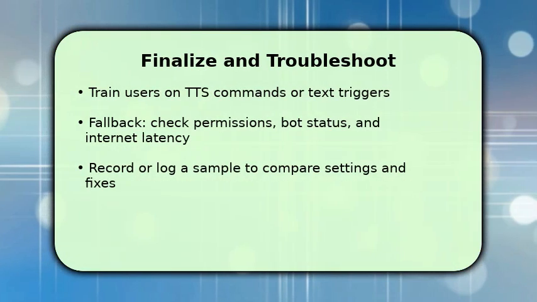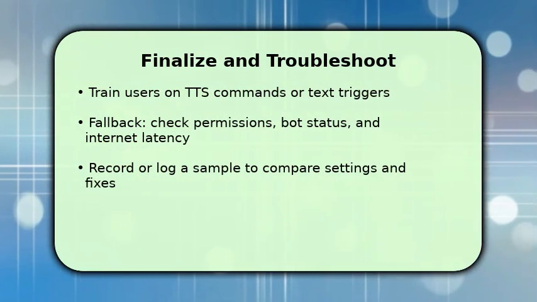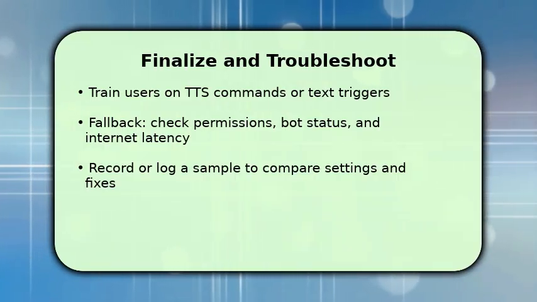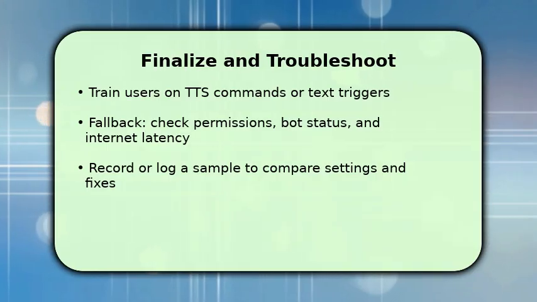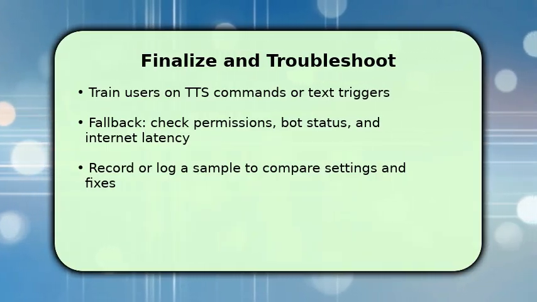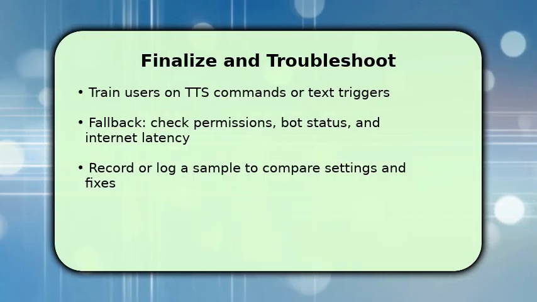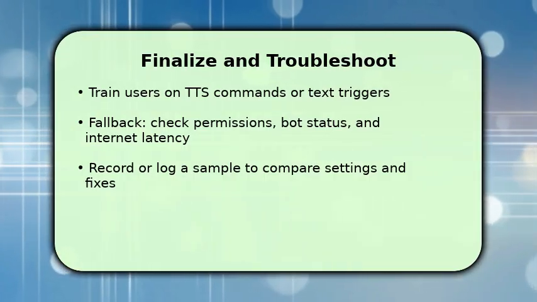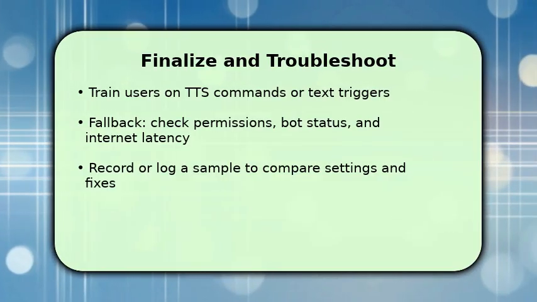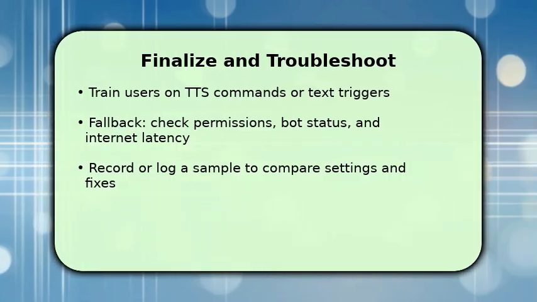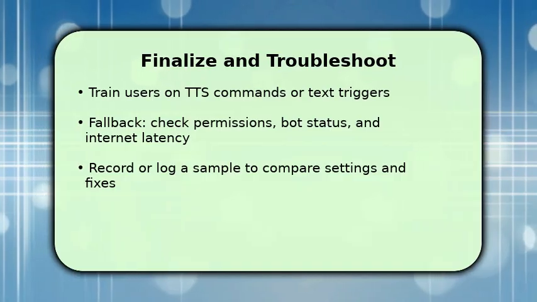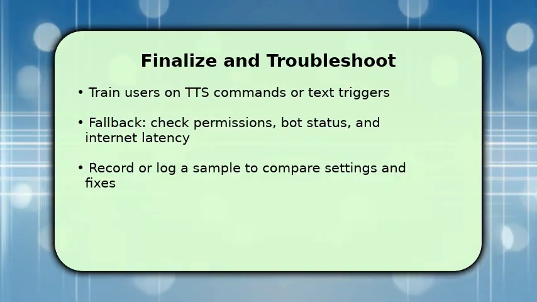To finish, train your team on the exact commands or prefixes to trigger TTS and set channel rules so messages aren't abused. Make sure automated roles can still access the bot. If audio fails, first verify permissions, confirm the bot is online, and check your network latency. Often a restart fixes transient issues. If problems persist, capture a sample test message and compare settings or swap voices. That sample accelerates debugging and helps you restore reliable TTS quickly.